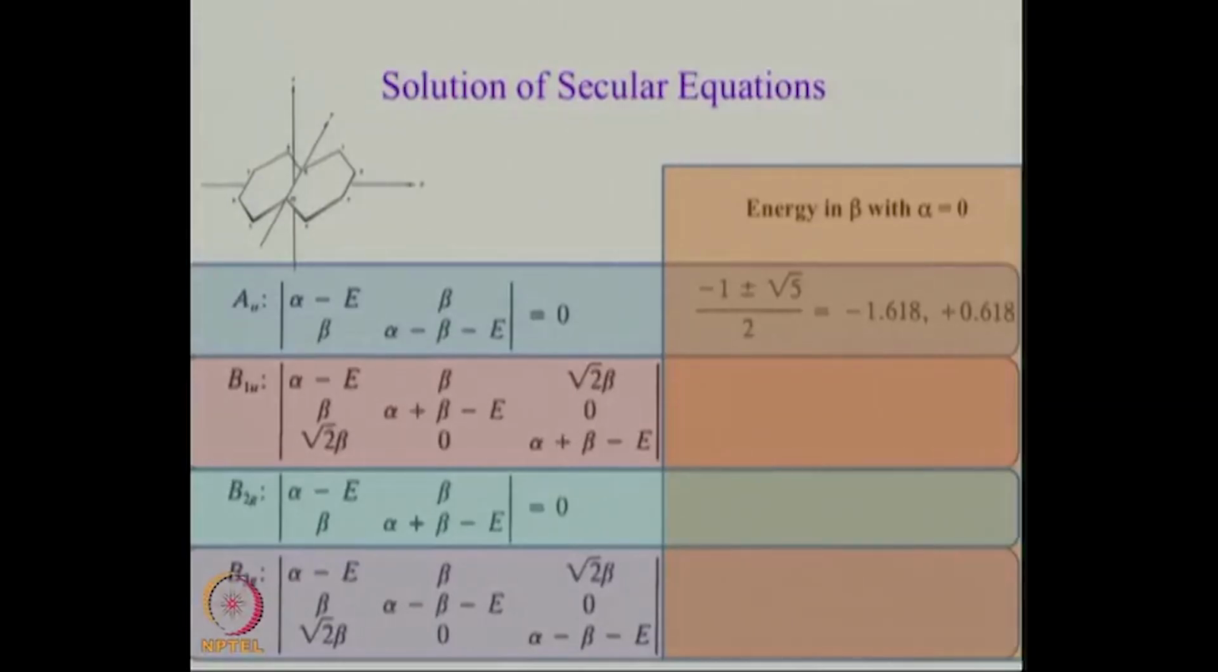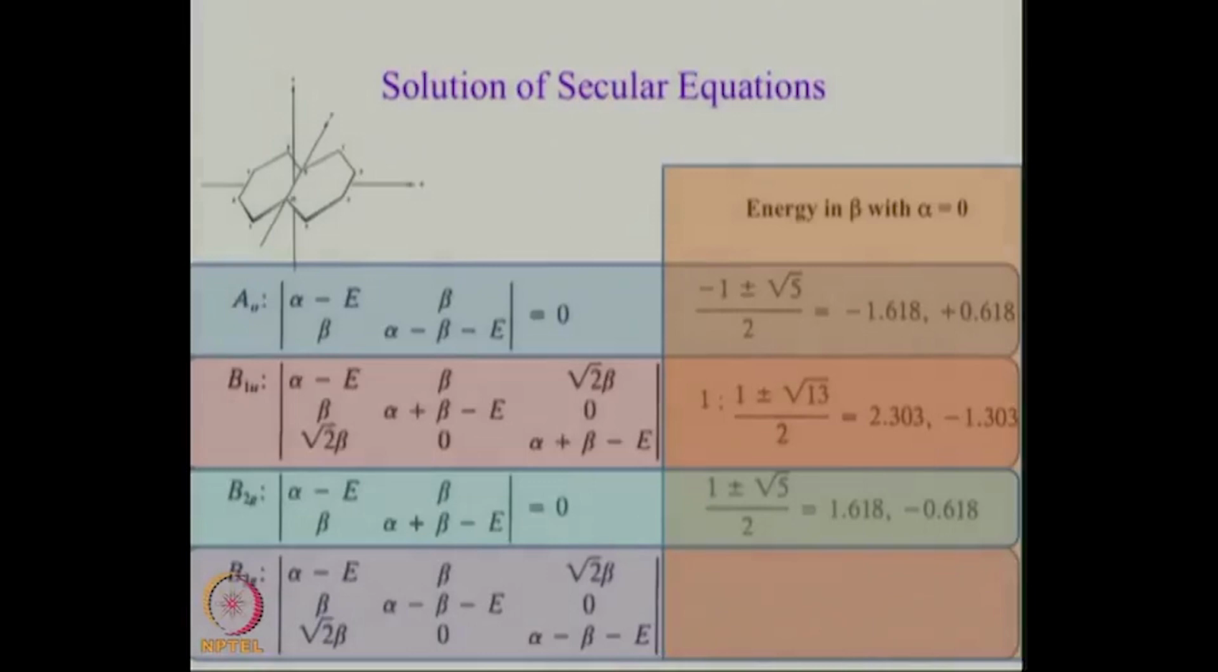From the second one, how many will we get? That would give me a third order equation in E, isn't it? Right. So, 3 should come. Actually, there are 3 B1U molecular orbitals. So, the answer you get from there is 1, 2.303, minus 1.303. Work it out, you will get it. Next one gives you 1.618 and minus 0.618.